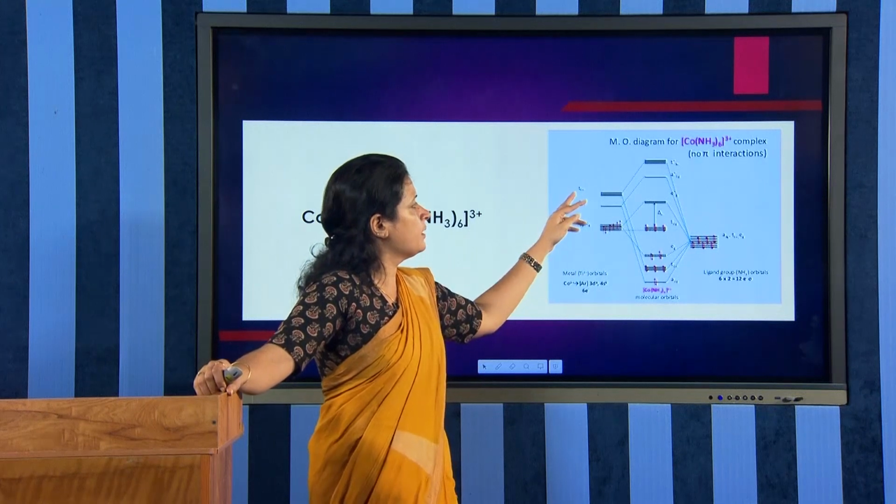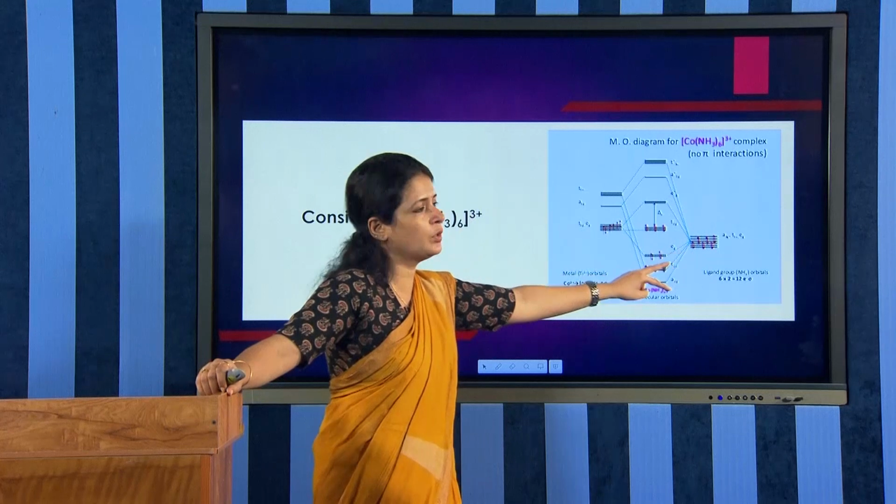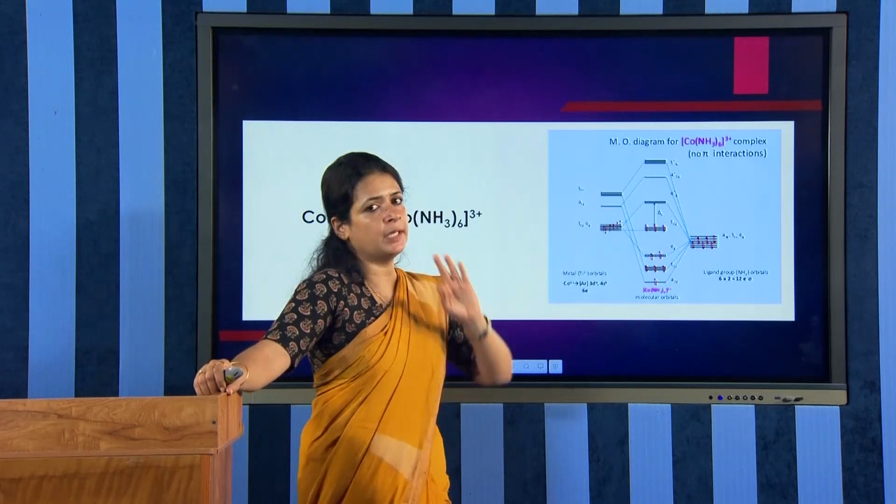And now consider the T1U of the metal combining with the T1U of the ligand group orbital. T1U means we have 3 T1U.